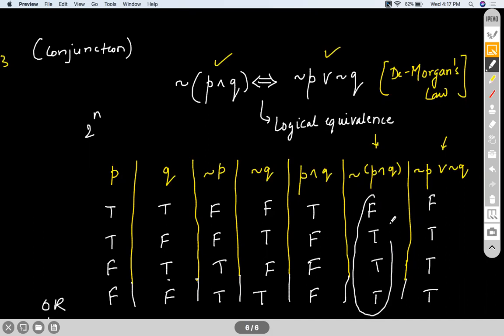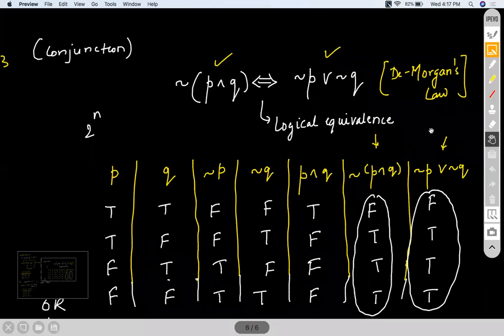Two columns exactly match. That means the two are logically equivalent to each other. A lot of questions will be asked to you whether the following statements are logically equivalent or not. So please remember to do it by truth table.